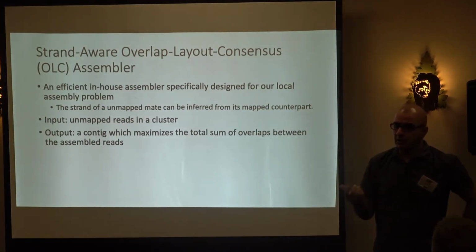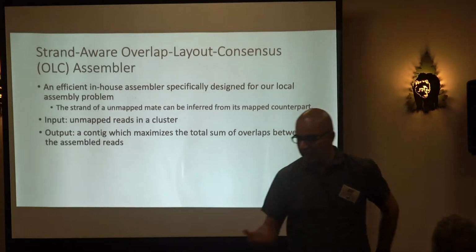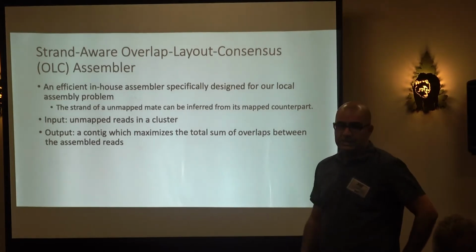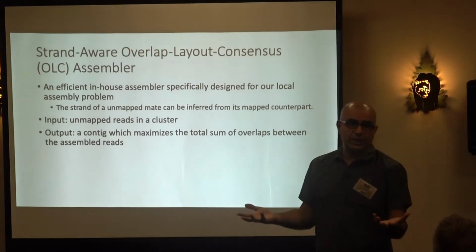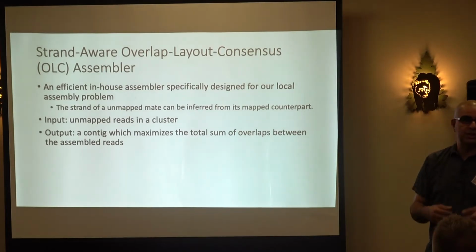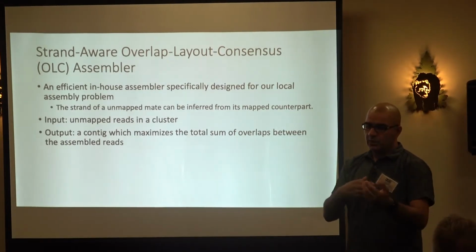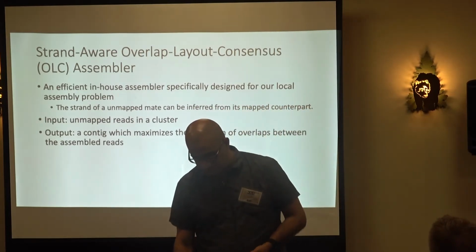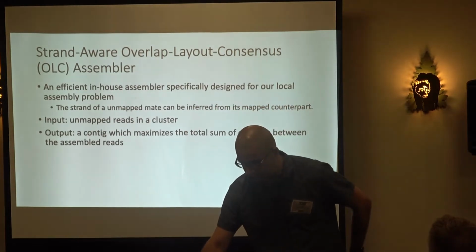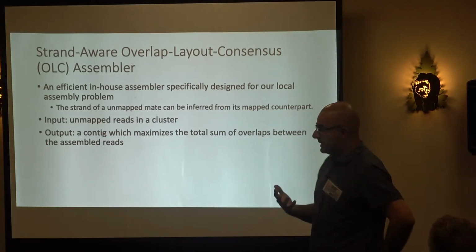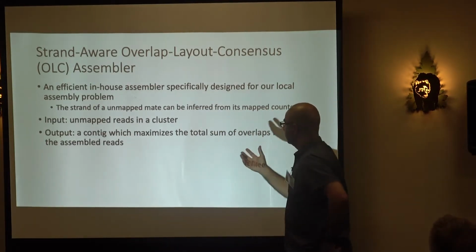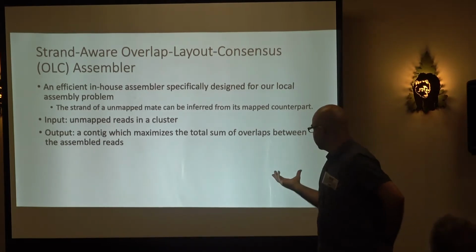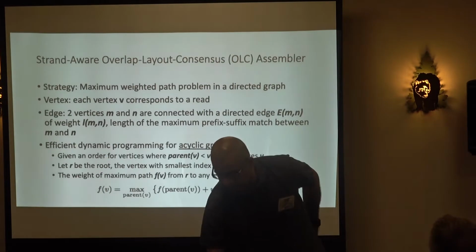So we developed a strand-aware overlap layout consensus assembler, which is in practice pretty fast. Obviously, there are a lot of off-the-shelf assemblers you can use, which have many more features like error correction, etc. But they require a lot of API calls. But this is a very simple assembler that's developed just for this purpose. So the input is basically a set of unmapped reads in the cluster, and the output is supposed to be a contig which maximizes the total sum of overlaps between these reads.